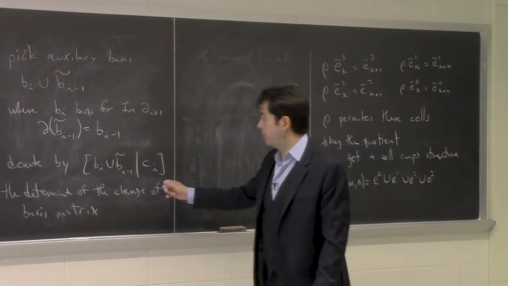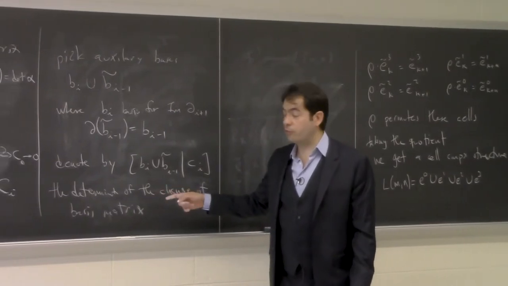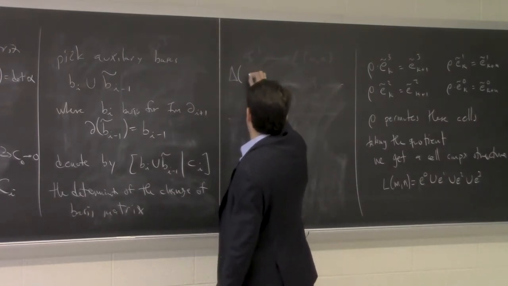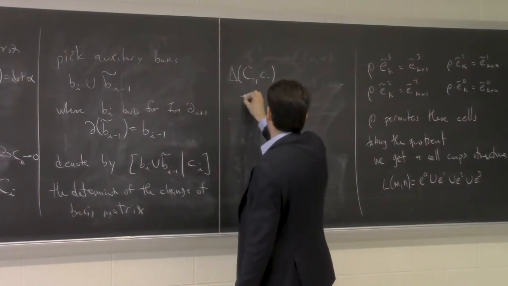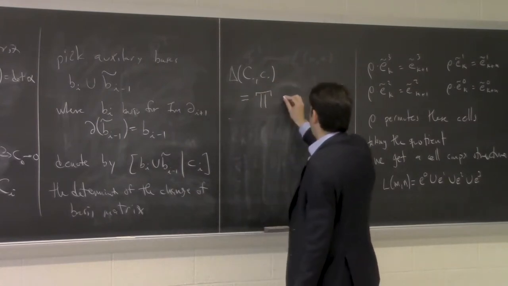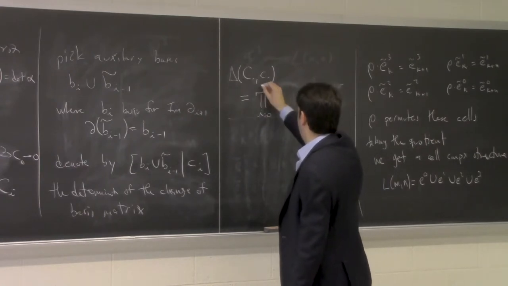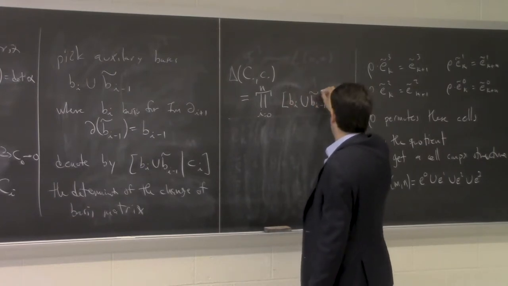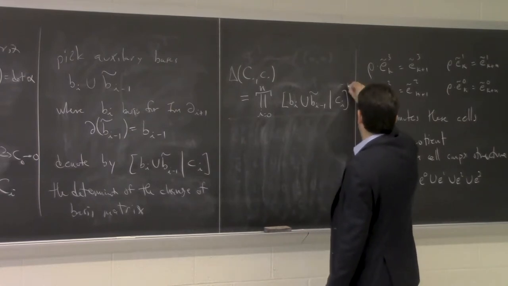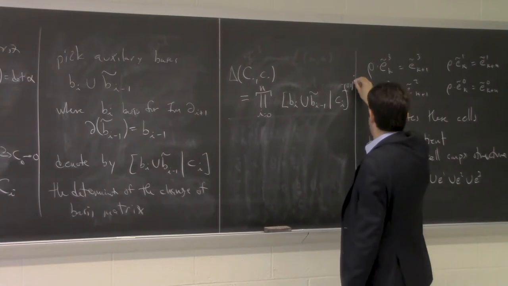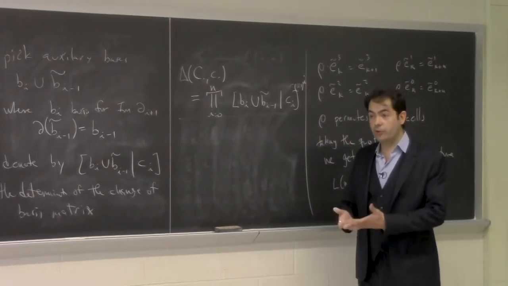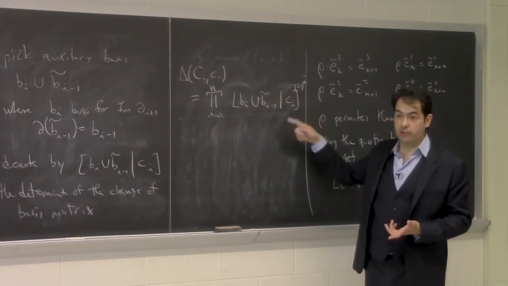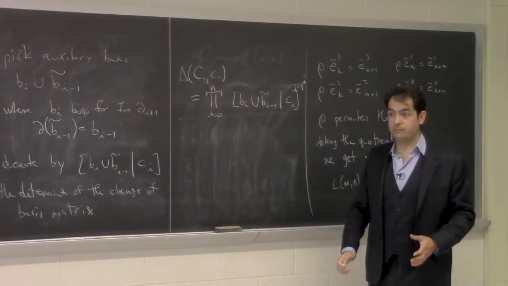Wonderful. So this is how we bring in determinants. We just look at the change of basis matrices. Of course, we've had to introduce these auxiliary bases. But then we define the torsion to be the alternating product of these guys. So it's going to be the product, i goes from 0 to n, of [b_i union b_{i-1} tilde / c_i], raised to (-1)^i. Right. So just like the Euler characteristic was an alternating sum, the Reidemeister torsion is an alternating product of determinants. What is the exponent? Minus 1 to the i.